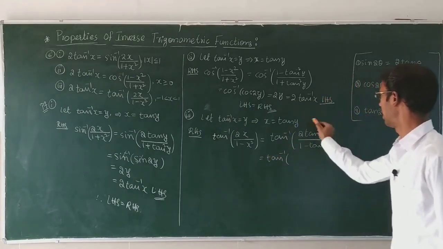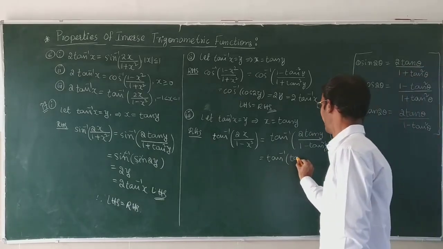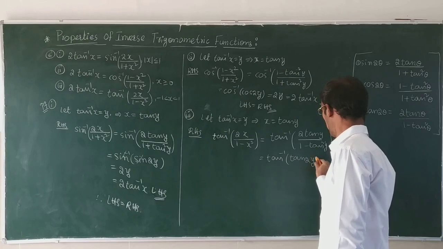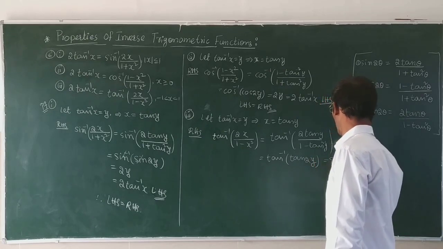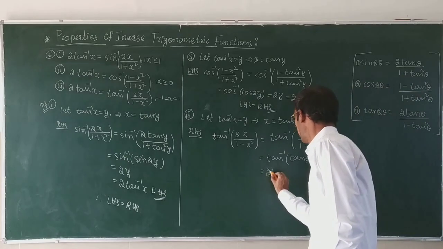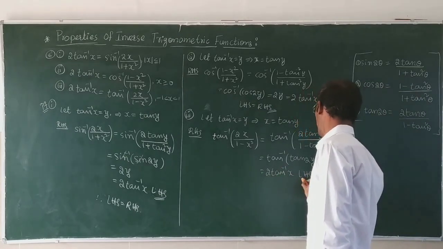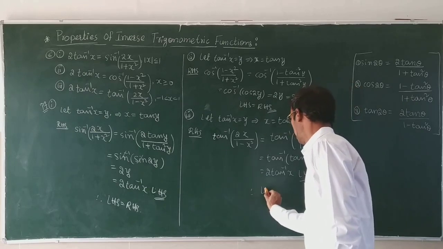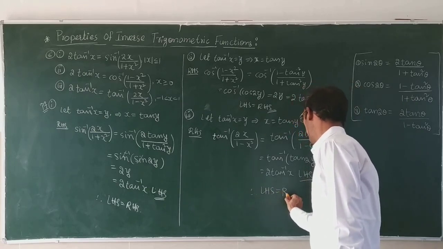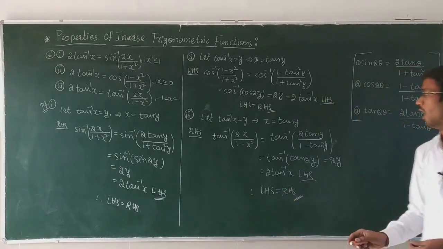This is equal to tan inverse of, this is the formula of tan 2 theta. So tan 2y is equal to 2y. You can write y is tan inverse x. This is the LHS part. Therefore, LHS is equal to RHS.